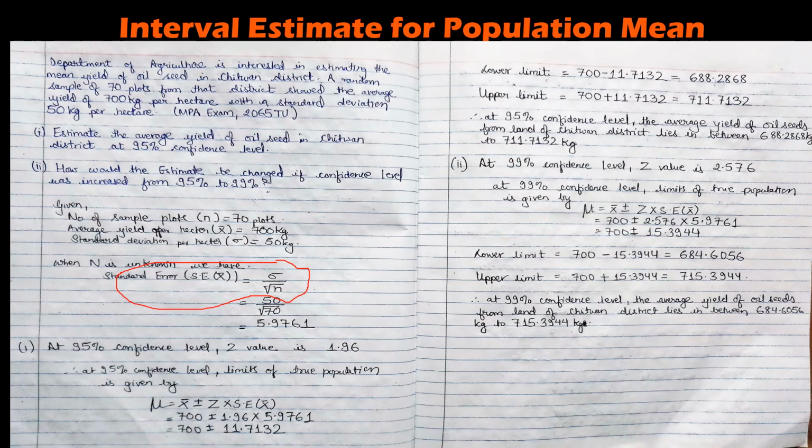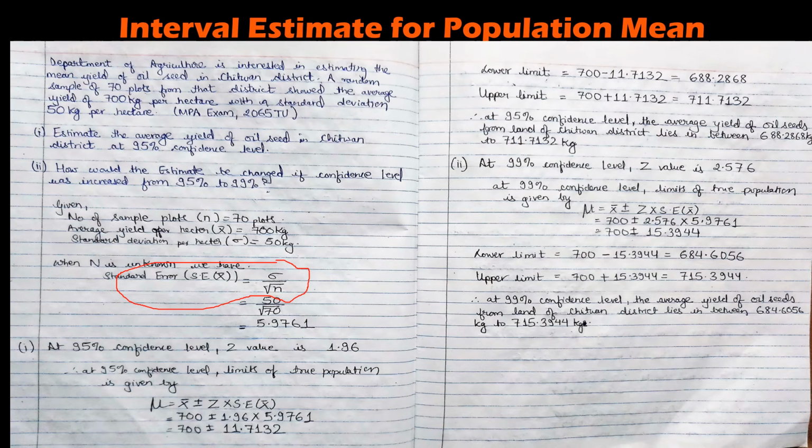So next, at 95% confidence level, the z value is 1.96. Therefore, at 95% confidence level, the limits of the true population mean are given by mu is equal to x bar plus minus z into the standard error of mean. And here we get the answers. So for the lower limit, we get 688.2868, and for the upper limit we get 711.7132.